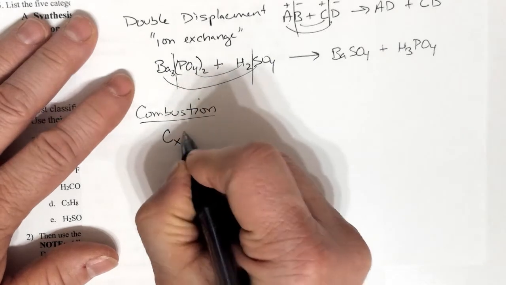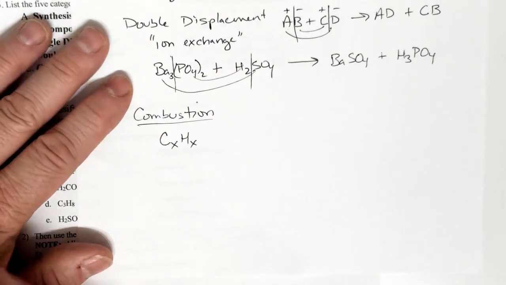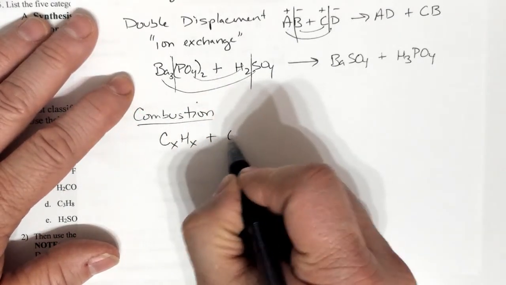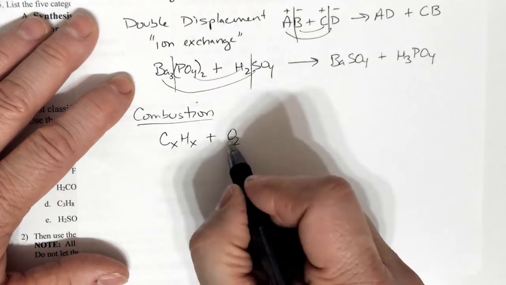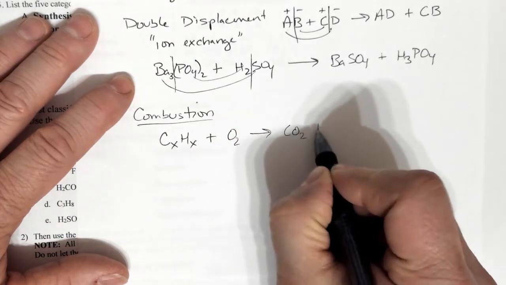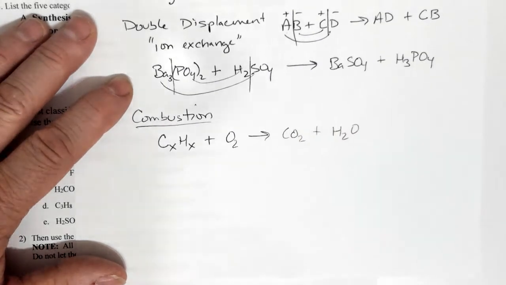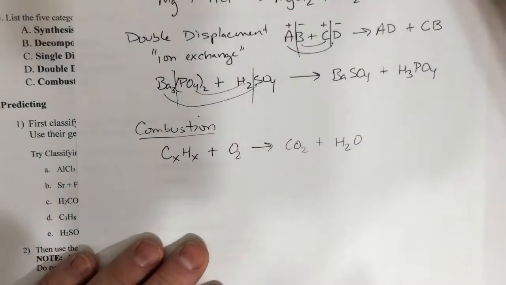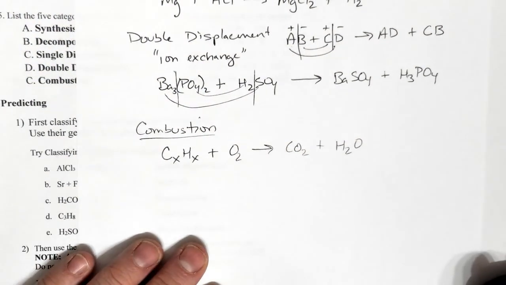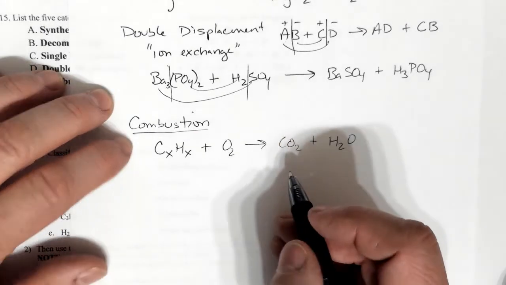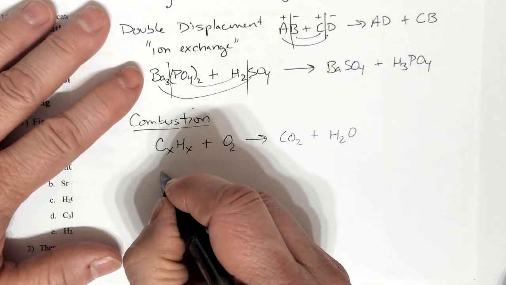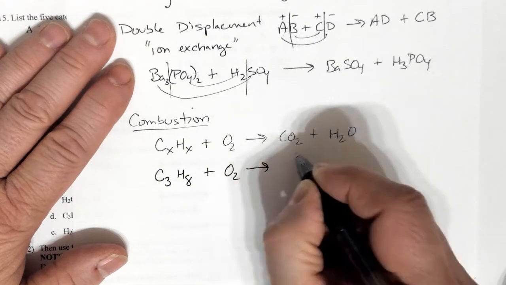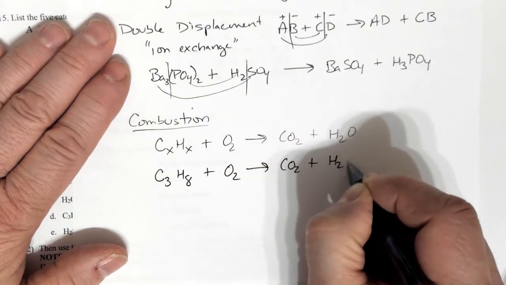This is written this way. Okay? And so what happens is we have a hydrocarbon, something that's mostly hydrogen and carbon, that is broken down or burned with oxygen, and they always make CO2 and H2O. Those are the consistent products every single time with combustion reactions. So let's look at an example of one. Let's go with propane, C3H8 plus O2 goes to CO2 plus H2O.